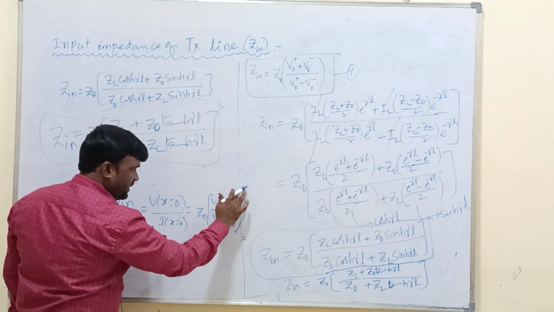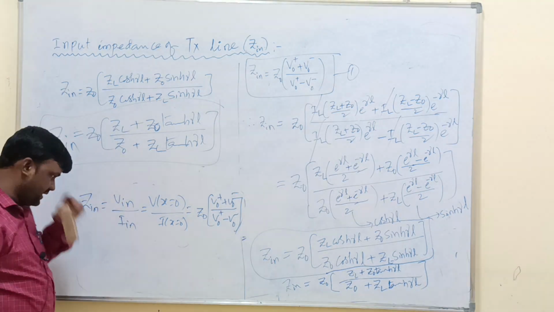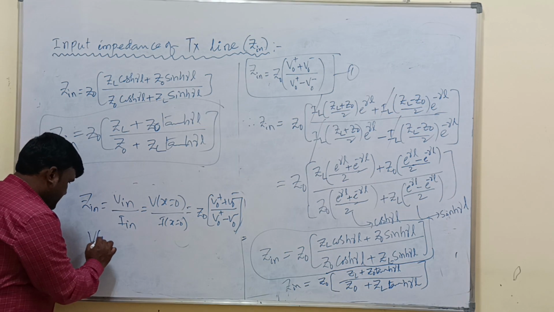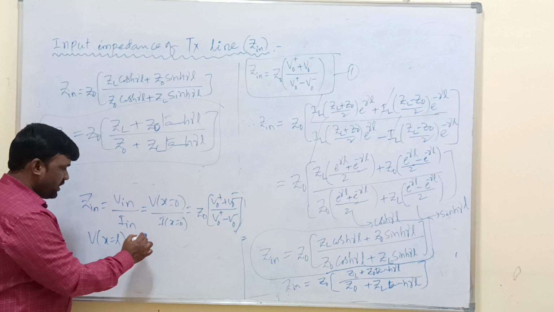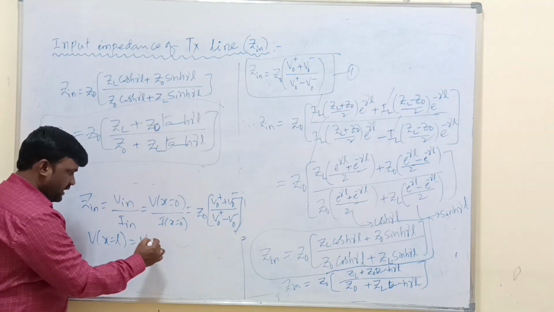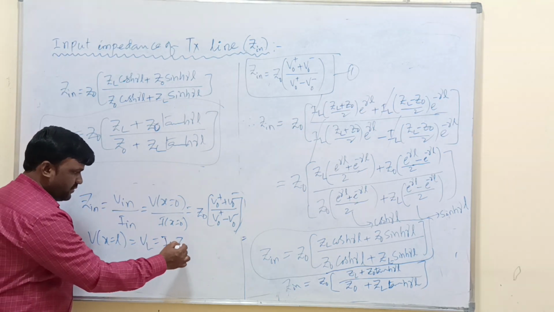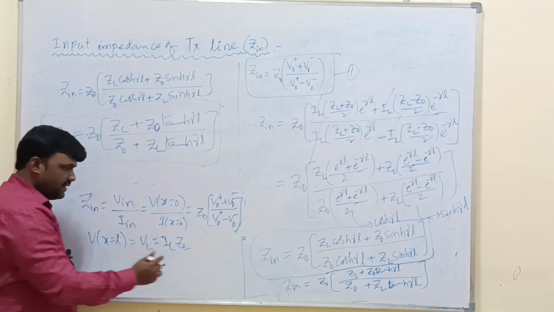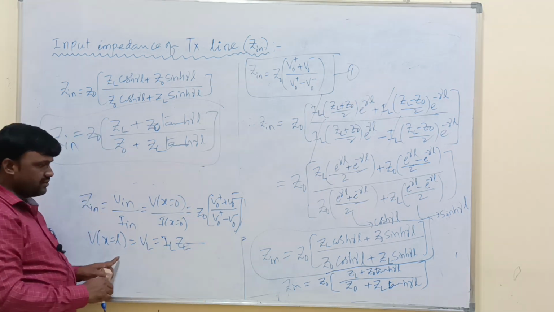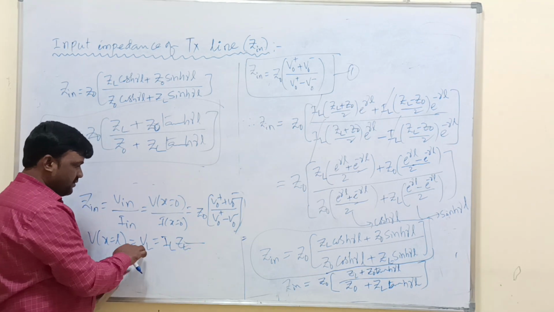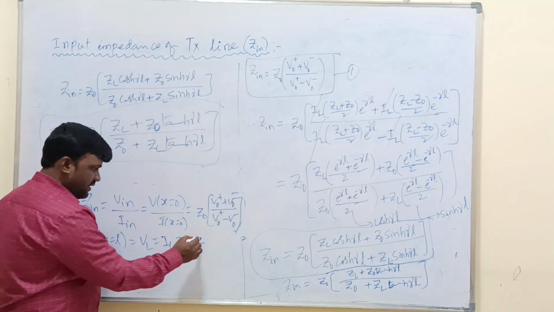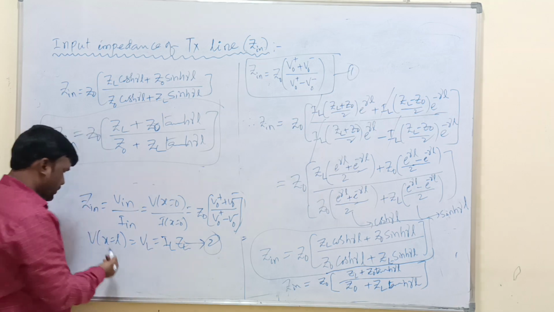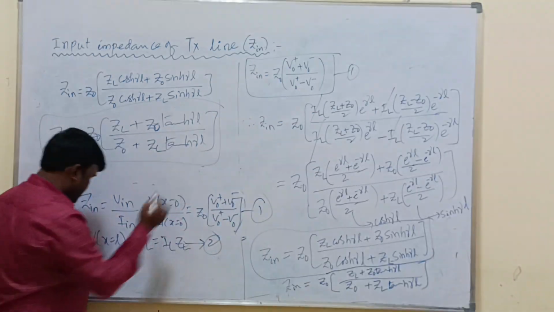In order to find this V naught plus and V naught minus, we substituted V of x equal to L, which is equivalent to what? Voltage at x equal to L is nothing but what? Voltage at the load. So here we have written this one as IL into ZL. So by substituting x equal to L, we will get IL into ZL, which is nothing but VL, that is equal to IL ZL. We have taken this as equation 2, and this one is taken as equation 1.